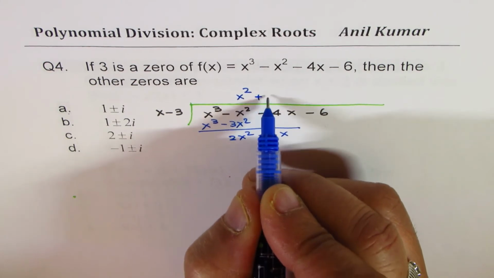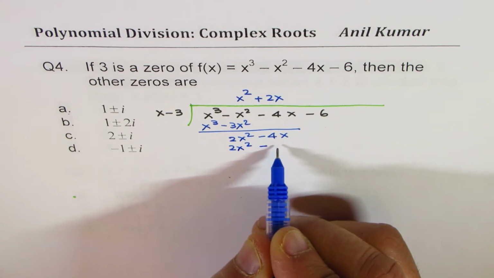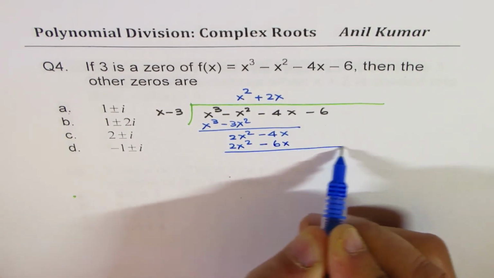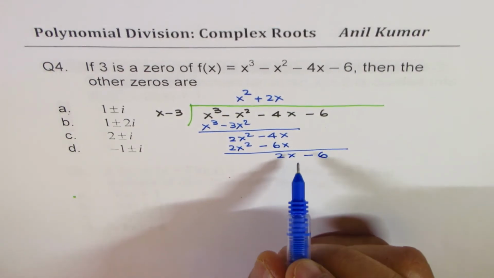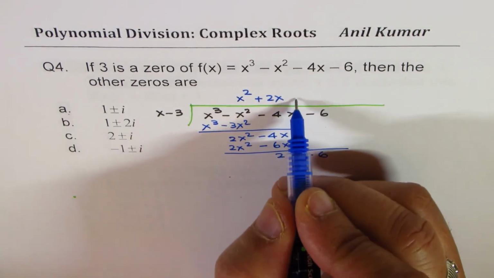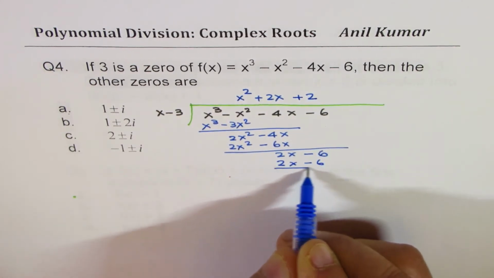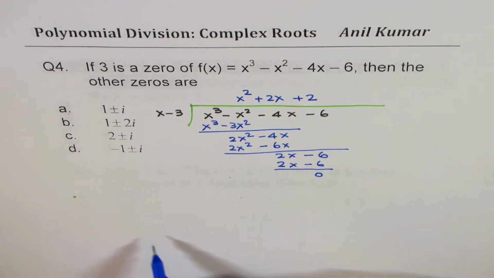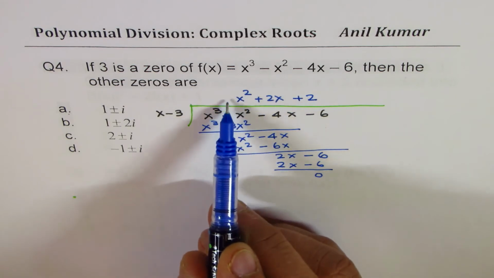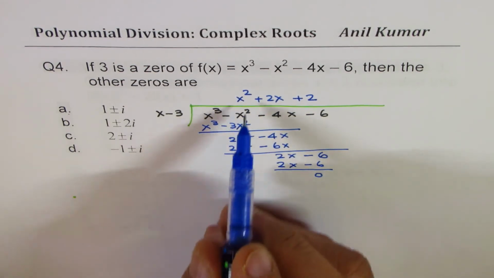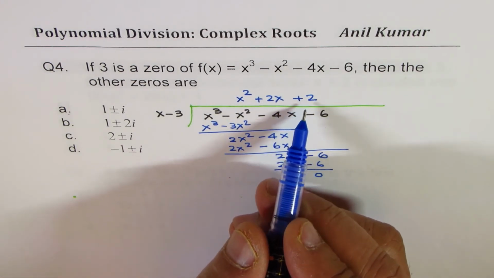2x we have to multiply by. So we get 2x squared minus 6x. And that gives you 2x minus 6. Now you have to multiply by 2. So we get plus 2 here. So we get 2x minus 6 as expected. Remainder is 0. So to find the other zeros, we have to factor the quotient, which is x squared plus 2x plus 2.